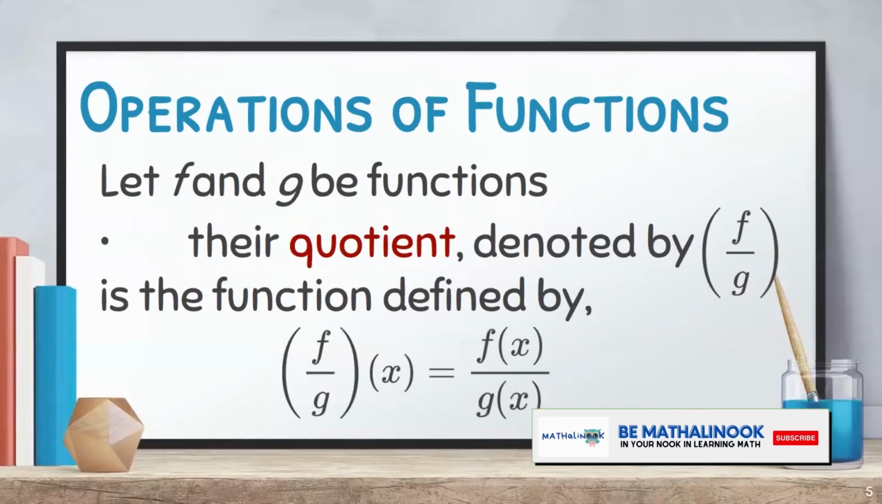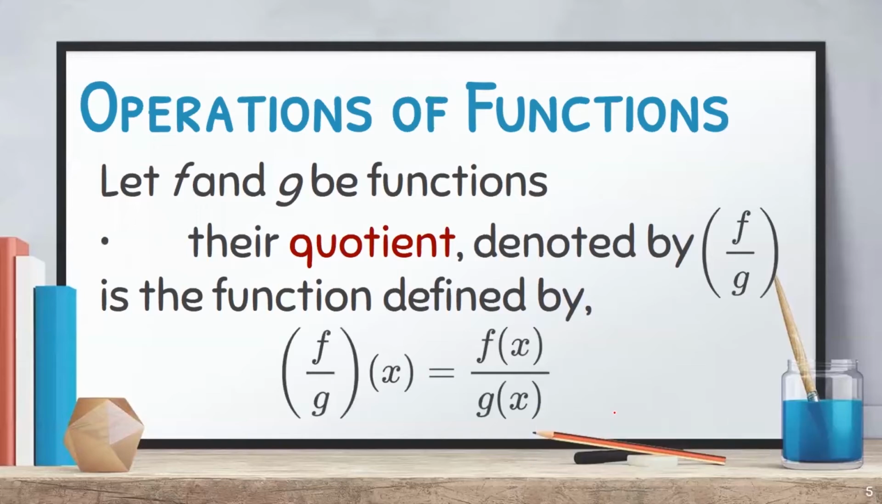Let us now go to dividing functions. Let f and g be functions. Their quotient, denoted by f over g, is the function defined by f over g of x equals f of x over g of x. Meaning, the quotient of the functions, denoted by f over g of x, can be solved by dividing the involved functions, f of x over g of x.